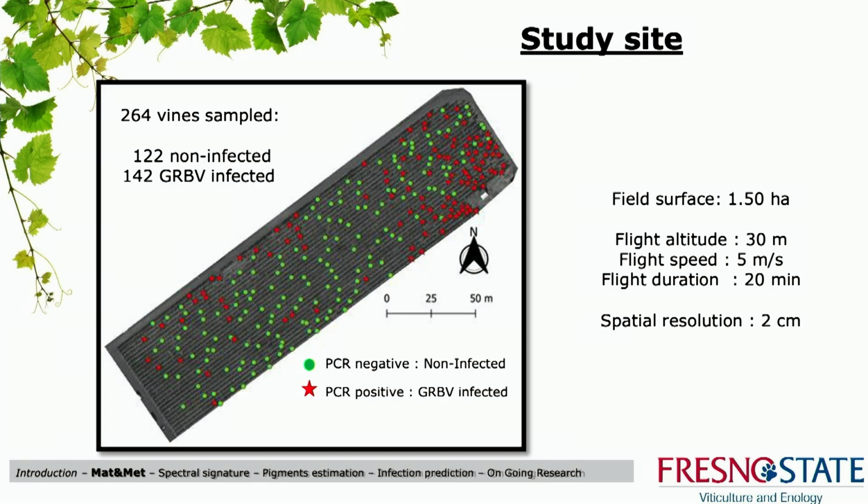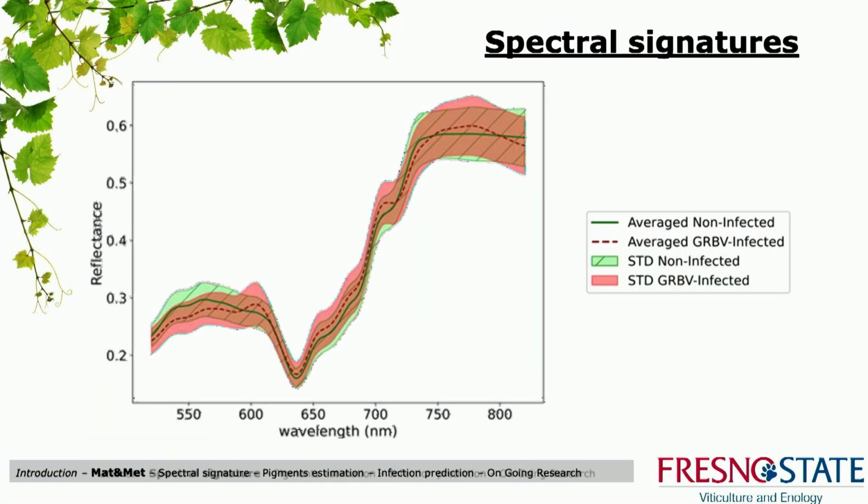So here is just an illustration of the vineyard we went to. We have roughly 264 samples. We have pretty much 50-50 vines that were infected according to the PCR analysis and non-infected. As I said, we have a spatial resolution of 2 centimeters. And here is the average signature of the vines that are non-infected in green. The line in green, that's the average. And the dotted line in red is the average of infected vines.